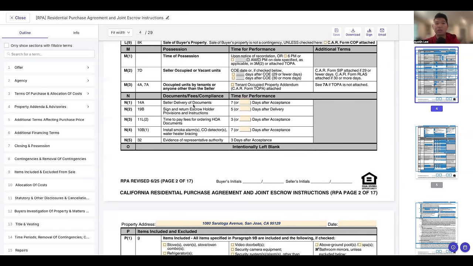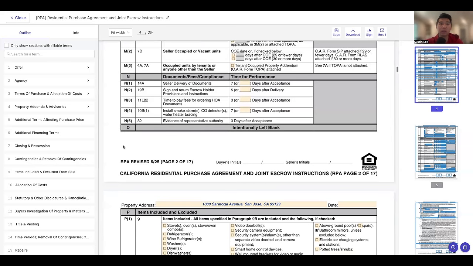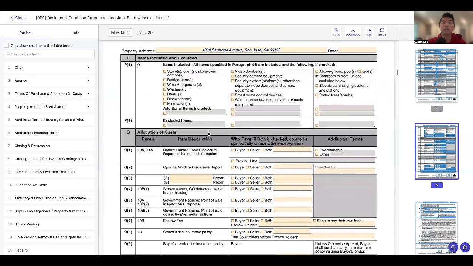Seller's delivery of documents, HOA document fees, compliances: these are pretty much all going to be within the disclosure package. So here in the Bay Area, you're going to see this before you submit the offer, so generally you don't really need to do anything. Here, evidence of representative authority. This is only if you're trying to buy property through a power of attorney or a trust or LLC and not yourself. You'll need evidence of this 3 days after acceptance.